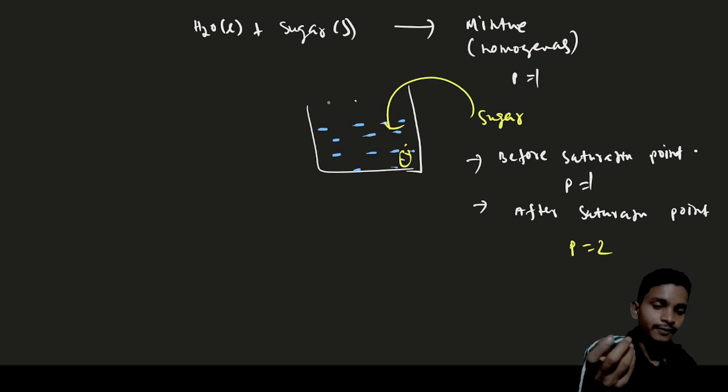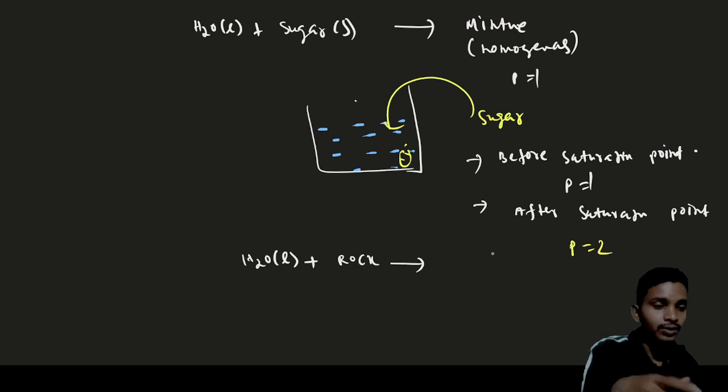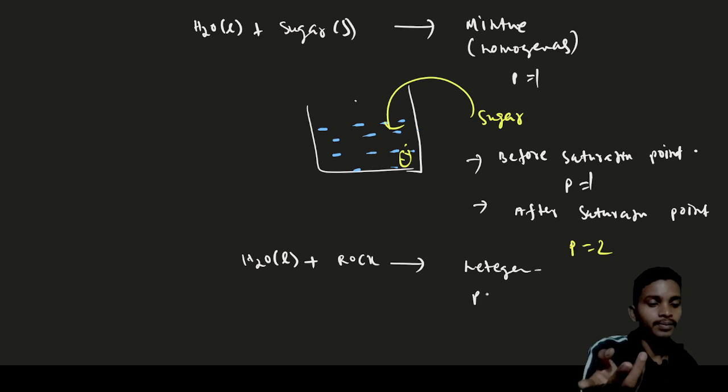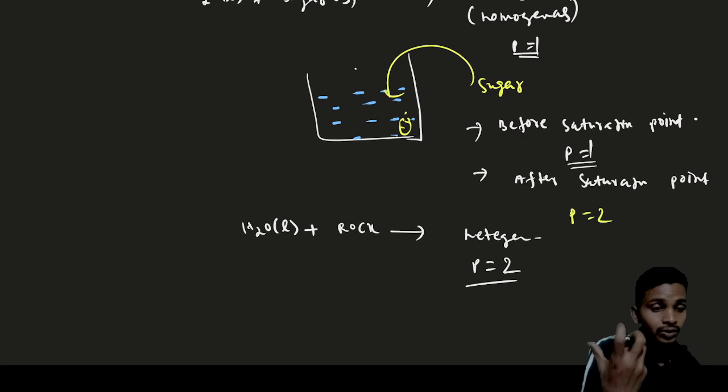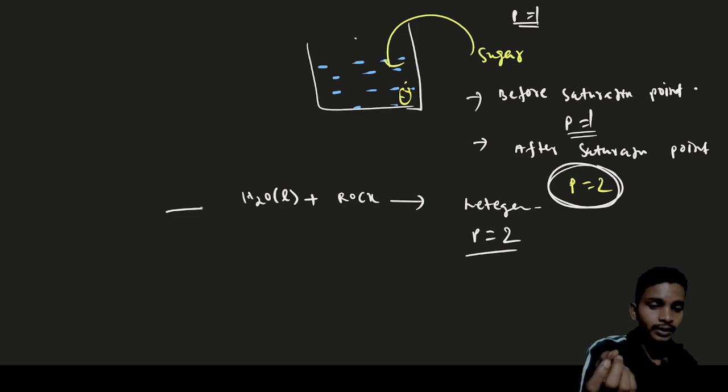And similarly, if I add water, a liquid, plus any solid like rocks, in that case the mixture is not completely dissolved, so this will give a heterogeneous mixture. In that case pH equals 2. And if I am adding something which dissolves, then the mixture is homogeneous, then pH is 1. So the two points are there: before the saturation point pH is 1, and after the saturation point, where no more sugar dissolves, pH is equal to 2. And if we add something which is not completely dissolved, that gives a heterogeneous mixture, and that is pH equal to 2.